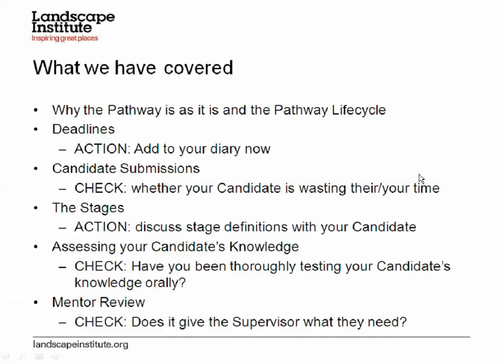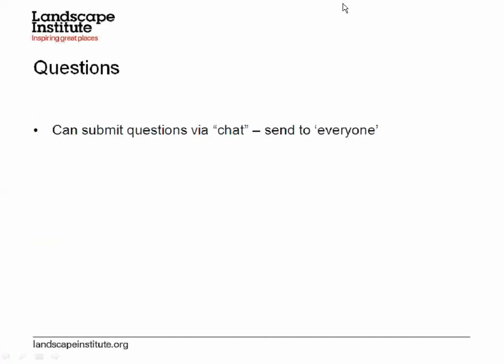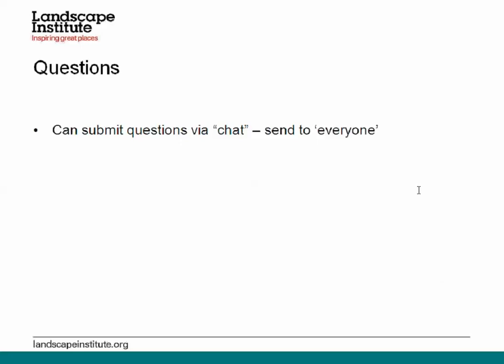So I'm going to now have a look at the chat window and see what has appeared in there. So let's just have a look at that. Aidan has said, I assume then that mentors shouldn't put forward candidates without any stage 3 scores. Yes, actually that's absolutely right, and the supervisors should reject nominations for candidates who haven't got any stage 3 scores.